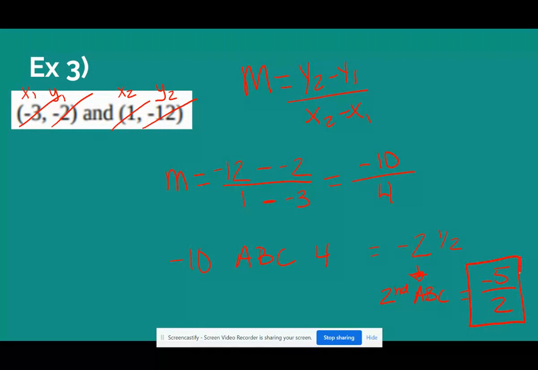So if you get a mixed number, remember, just like we've been doing for slope from graphs or slope from a table, you have to hit second ABC again. And it reduces it back. So negative 5/2.